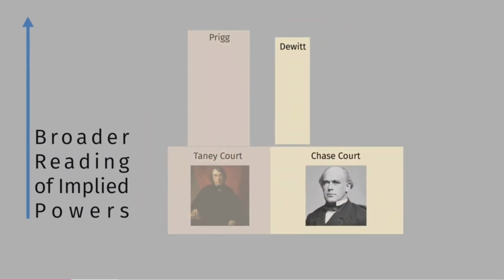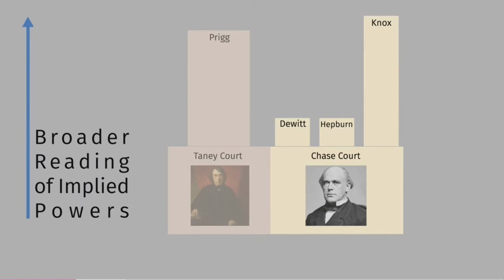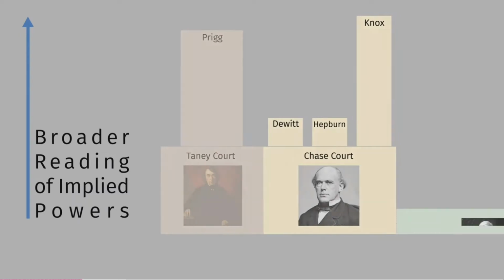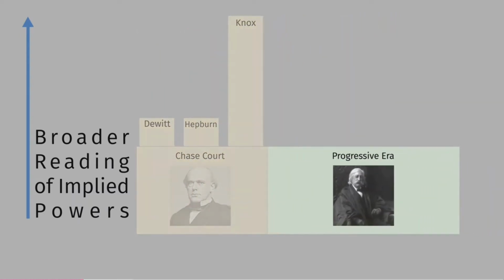And in the Chase Court, in the cases of DeWitt and Hepburn, Chief Justice Chase narrowed the court's approach to Congress's implied power, but then in Knox, following the appointment of new justices by President Grant, the court adopted perhaps its broadest description of the scope of Congress's implied powers.